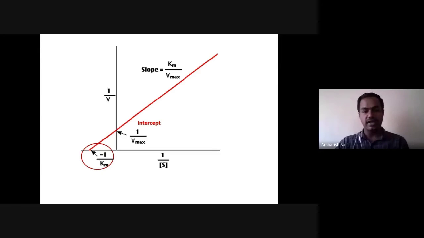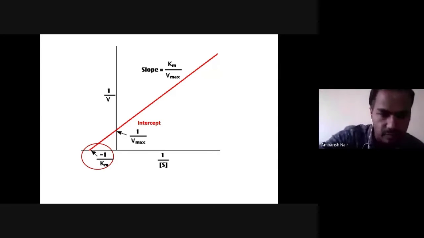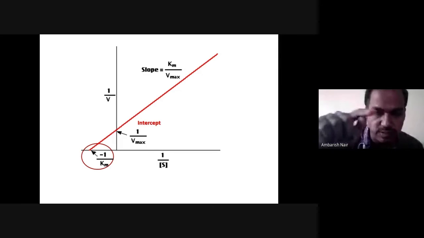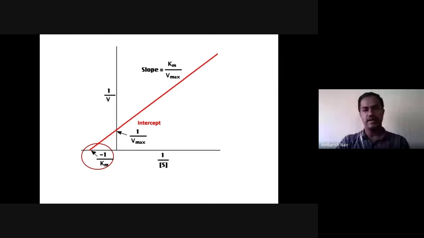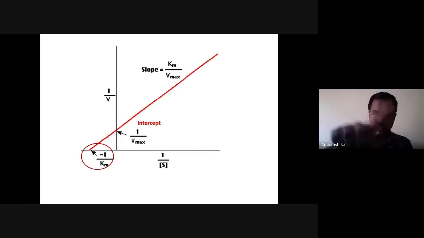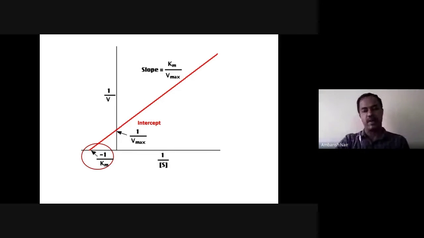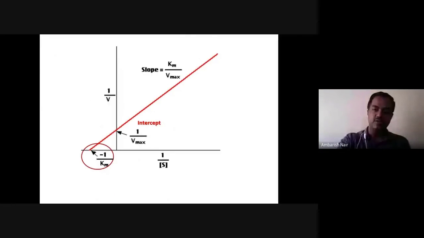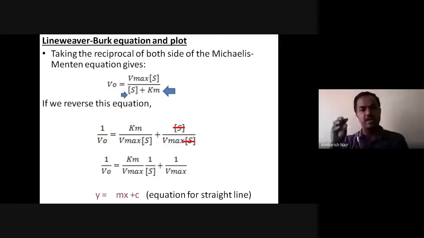It is not Km, it's an inverted graph. So it is 1 by Km. In the normal equation it was Km. It is -1 by Km here, and the slope is Km by Vmax. So they may ask this graph for 2 marks, or this entire equation with this graph for 5 marks. So they may ask this equation for 2 marks, or this graph for 2 marks. It's very important, and very simple too.